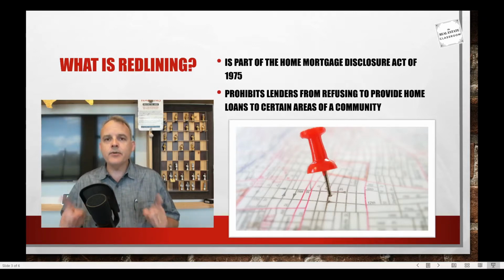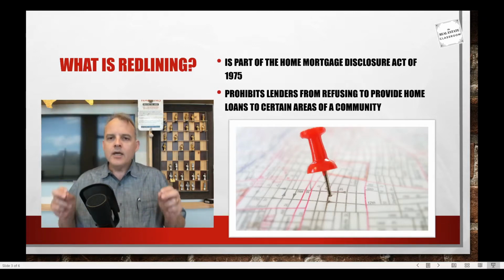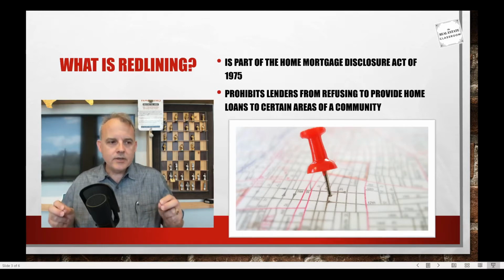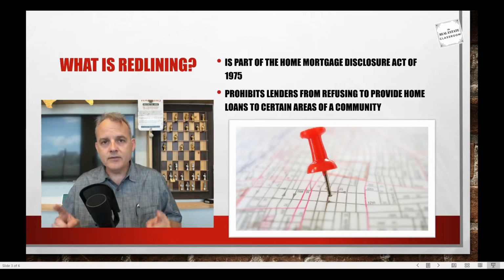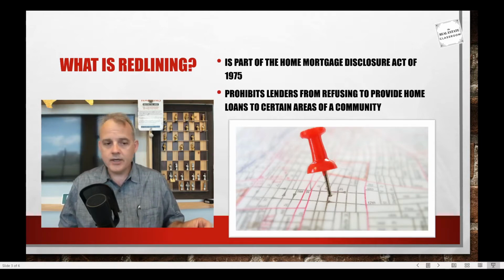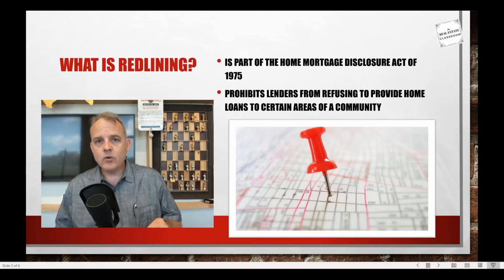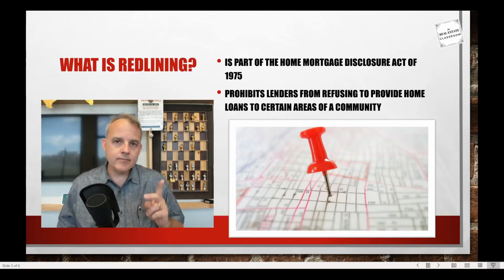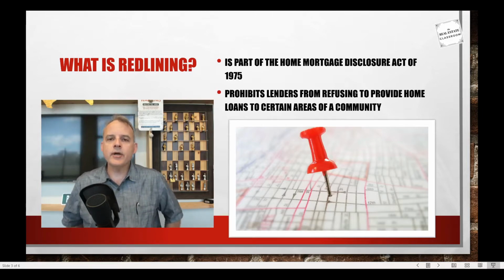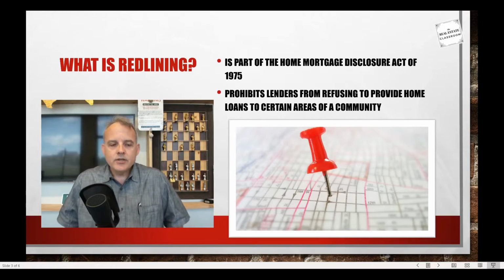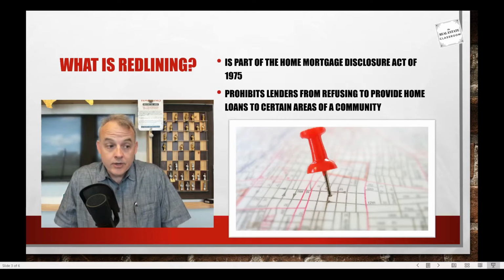Now, as I said in a previous video, it's very important because you have to know the dates of these laws, because the real estate licensing exam loves to ask when certain laws were enacted. So the Home Mortgage Disclosure Act was enacted in 1975. So there is a possibility that question can be on your licensing exam. Number 2, the Home Mortgage Disclosure Act created a situation where redlining was declared discriminatory in nature, therefore it's illegal.